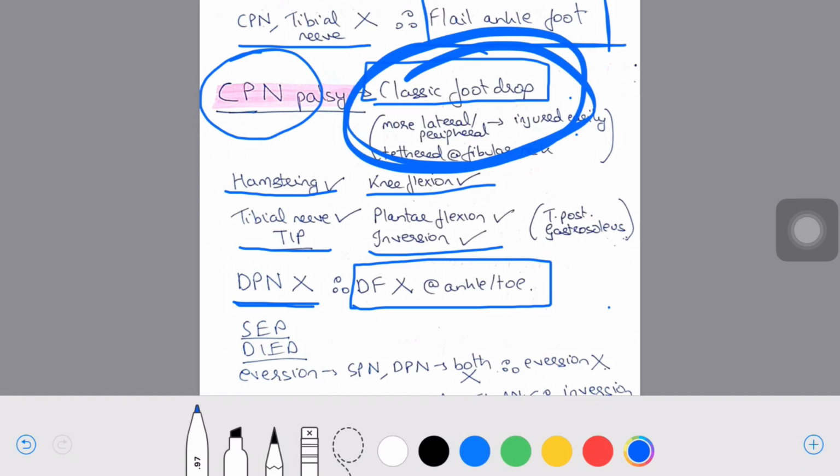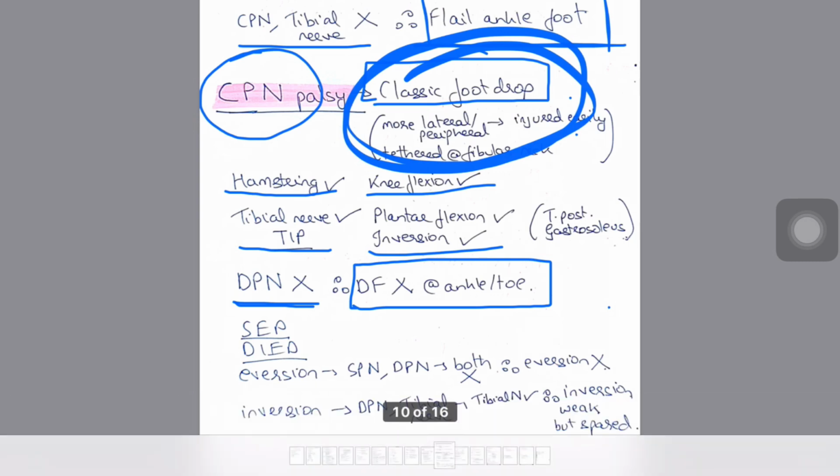What is the common cause? It is more lateral. So in common fractures around the knee, in osteotomies, iatrogenic compression, bandaging, slabs, and prolonged splinting and immobilization around the knee, all these commonly cause common peroneal nerve palsy.